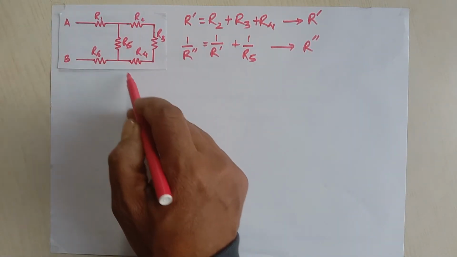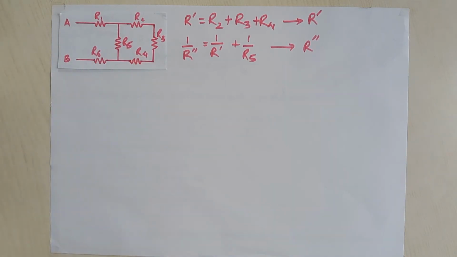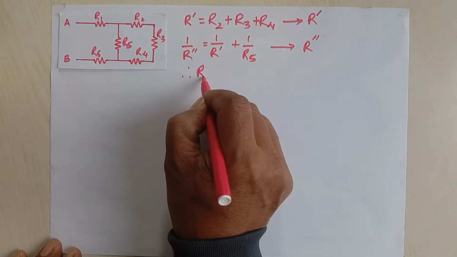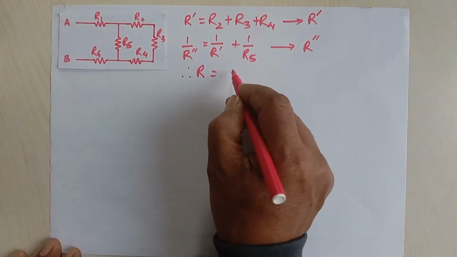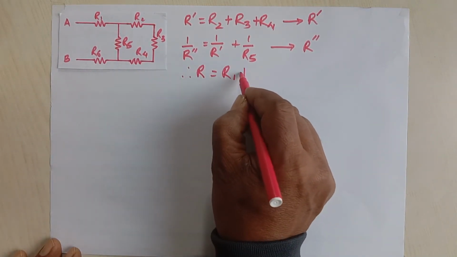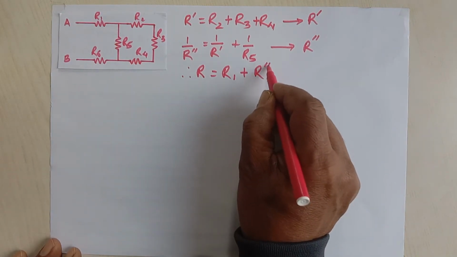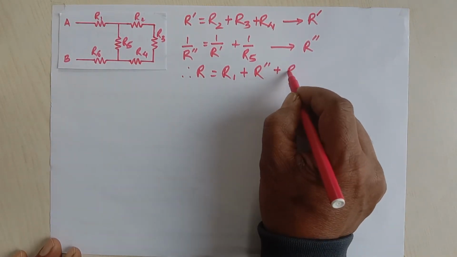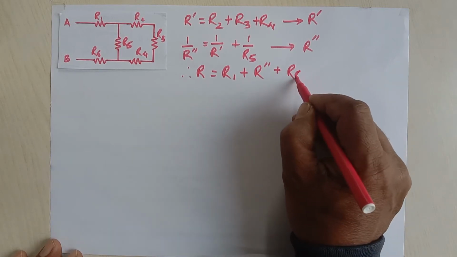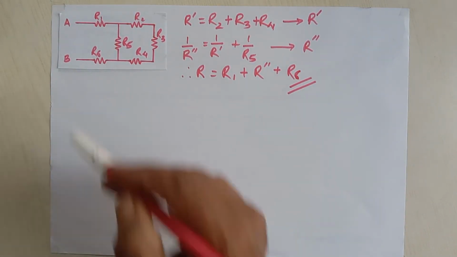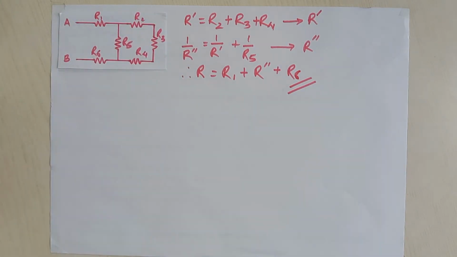Now this R double dash, R1 and R6 are in series. Therefore, what can we say? Total resistance R is equal to R1 plus R double dash, which is already calculated, plus R6. This way we can calculate the total resistance R between these two points, I mean to say the equivalent resistance between AB.